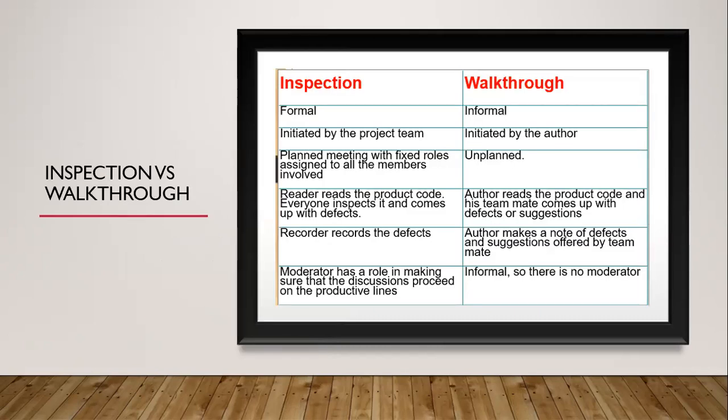This is the difference between inspection and walkthrough, as we defined in the previous slide: inspection is formal and walkthrough is informal. Inspection is a planned meeting, as we defined in the previous slide. A walkthrough is unplanned. The reader or author reads the product code and the team comes up with comments. The moderator has a role in making sure the discussion process is productive. Walkthrough is informal, so there is no moderator in the walkthrough.